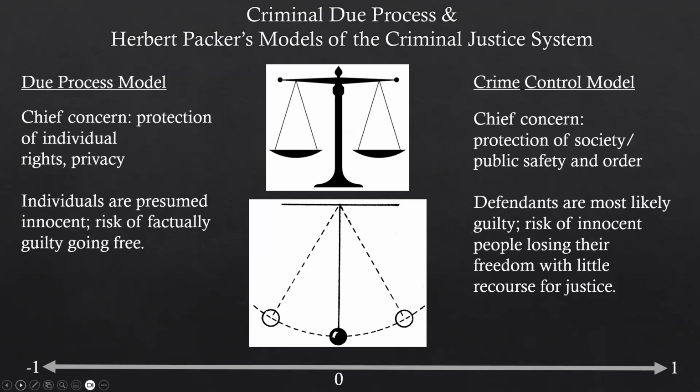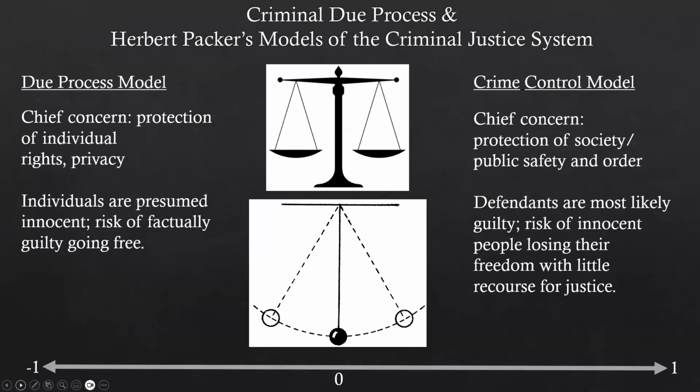But under the due process model, it's worth it. It's worth that risk to uphold the protection of individual freedoms and the integrity of our justice system. We're willing to risk that. The crime control model, the risk is that innocent people will lose their freedom and have little recourse, because in that model, we would rather have a safe community, a safe society, and just run the risk that sometimes we might get it wrong. It's very unlikely, but it's worth that risk in order to uphold safety, to maintain the safety.